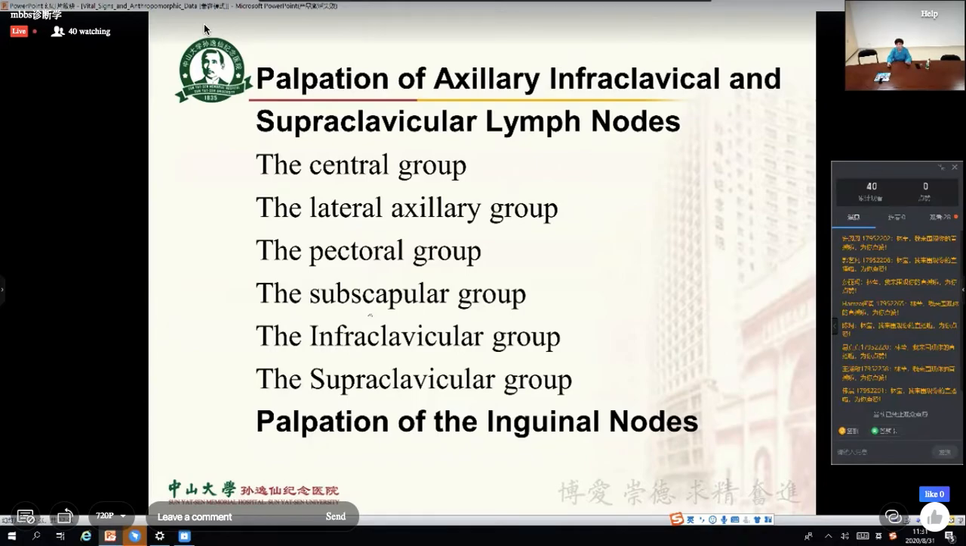Palpation also covers the shallow lymph nodes all over the body. Besides the cervical region and axillary region, we also need to do the inguinal region examination for enlarged lymph nodes. So these are the palpation of the lymph nodes.